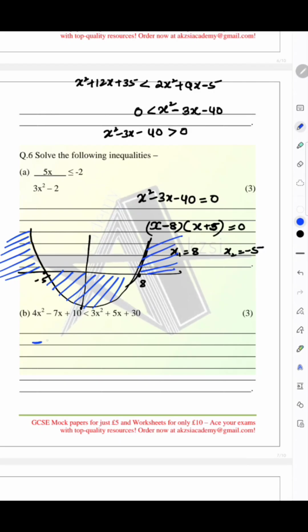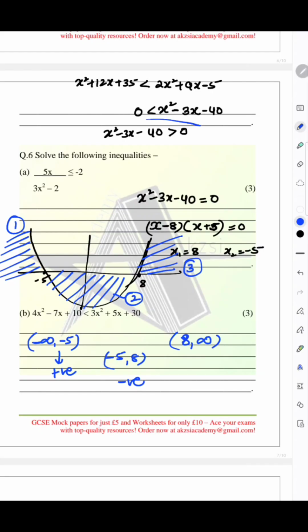That means negative infinity to negative 5 here in this case is a positive region. This is region 1. Region 2 lies between negative 5 to 8. And this is a negative region because it's below the x-axis. Then the third region is when x is greater than 8, so 8 to infinity. So these are basically your regions. Now when to select these regions, it all depends on your inequality.